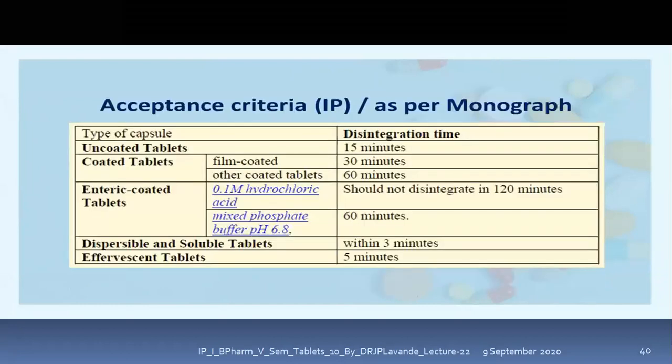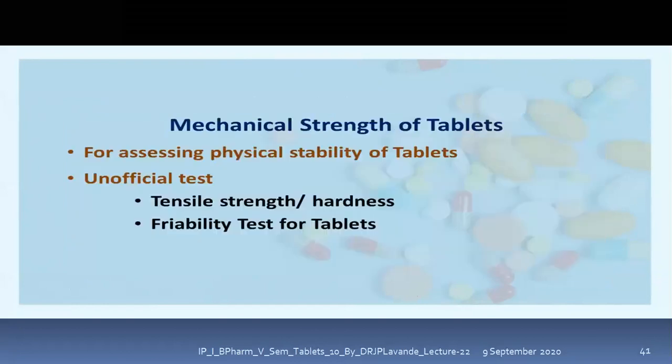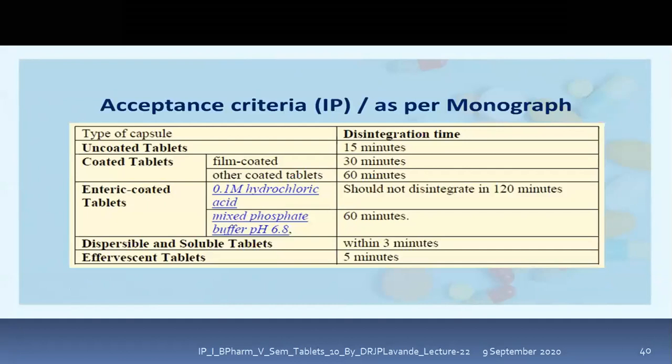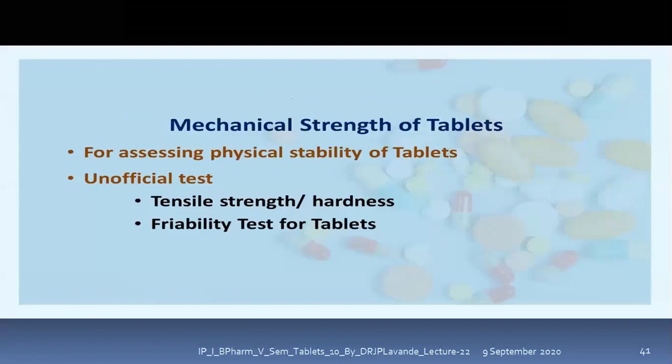Then we saw, as per the monograph, the different acceptance criteria for the different types of tablets as far as disintegration is concerned. What will be the time if it is an uncoated tablet, coated tablet, enteric coated tablet, dispersible tablet, soluble tablet, or effervescent tablet? Based on that, we determined the particular time duration, and based on that, we can determine whether the given tablet fails or passes the test. So all these are the details we already saw in our previous lecture.